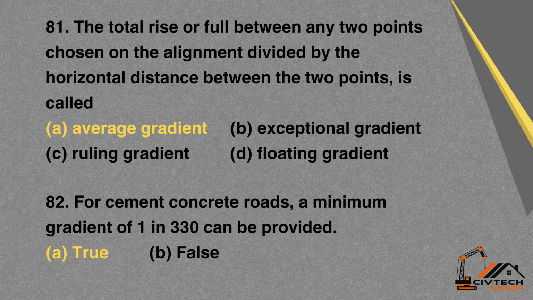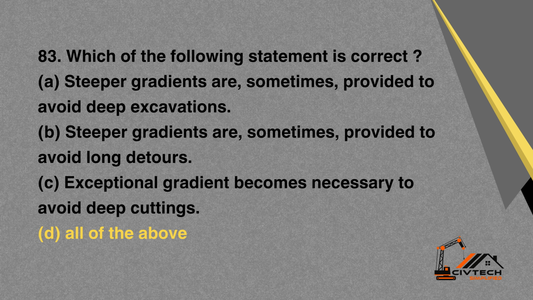82. For cement concrete roads, a minimum gradient of 1 in 330 can be provided. A. True, B. False. Correct option, A. True. 83. Which of the following statements is correct? A. Steeper gradients are sometimes provided to avoid deep excavations.